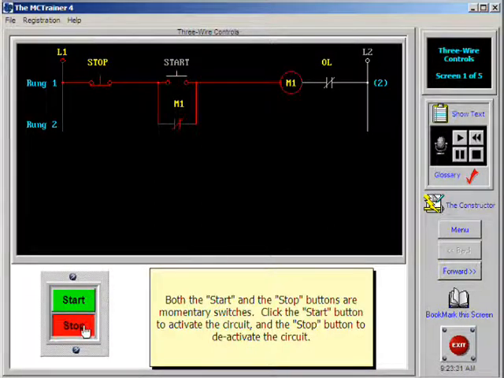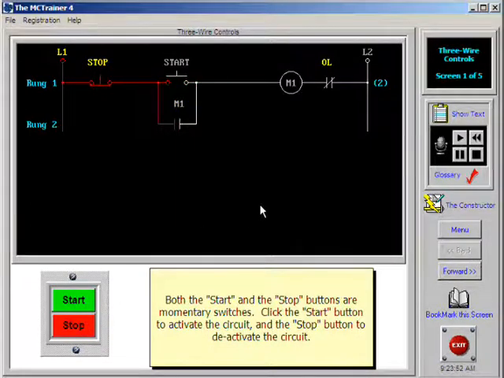When the start button is pressed, current will flow to the coil of the motor starter. As the coil energizes and pulls the armature to close the main contacts, the auxiliary contacts will also close. This action will allow current to flow around the start button that was momentarily closed. The circuit is now sealed in.